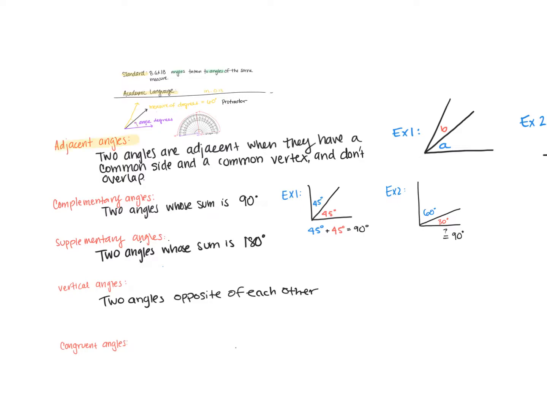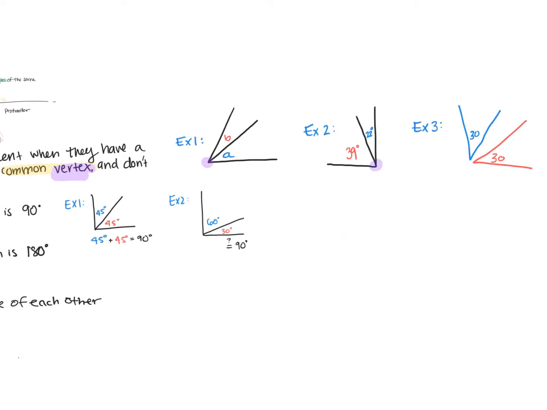Adjacent angles are two angles that have a common side and a common vertex, and they don't overlap and they're not separate. So we have to talk about this word vertex. Here's my vertex. The vertex is the point where two line segments meet.